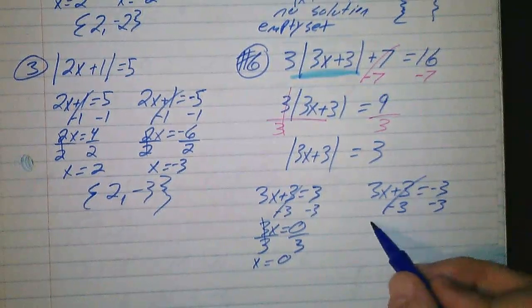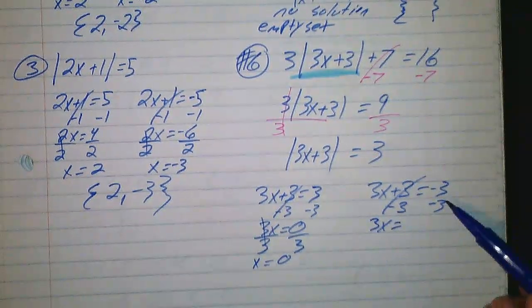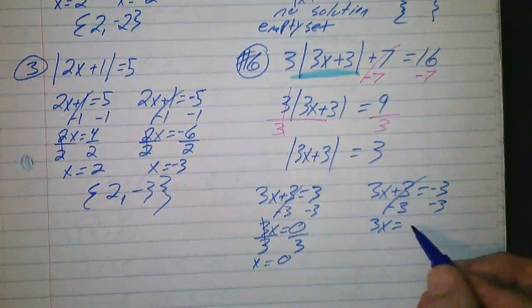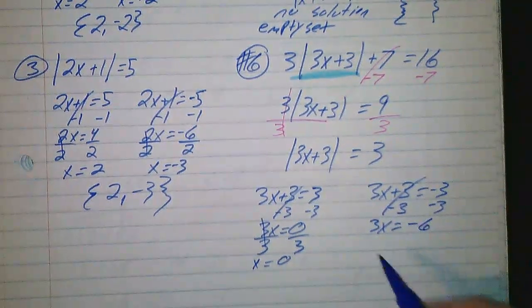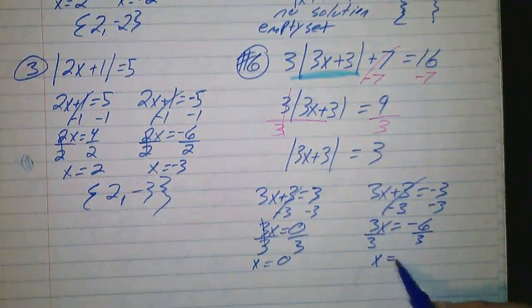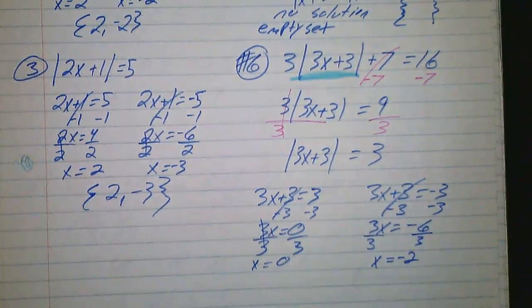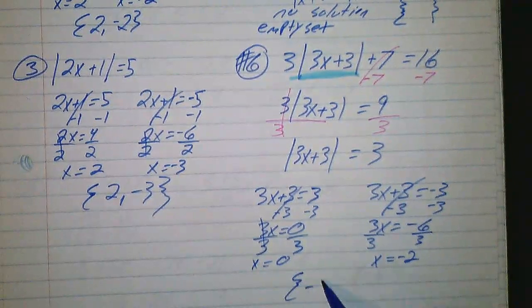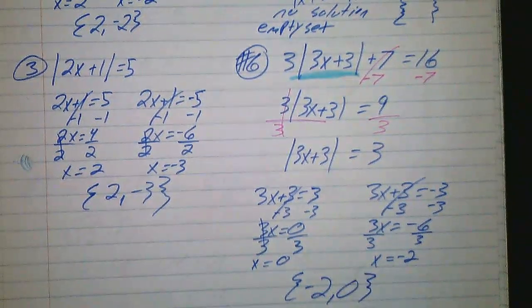As I subtract 3 over here, negative 3 minus 3 combines into negative 6. Divide out the coefficient. And those are the two answers. Negative 2 and 0. So that's as hard as the absolute value equations get. But let me know if you have any questions.